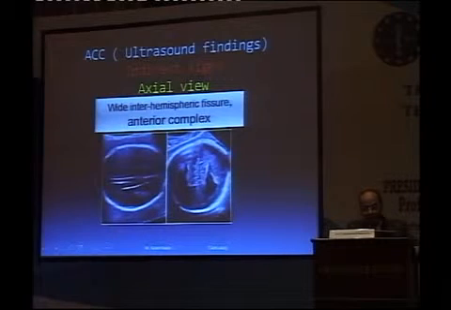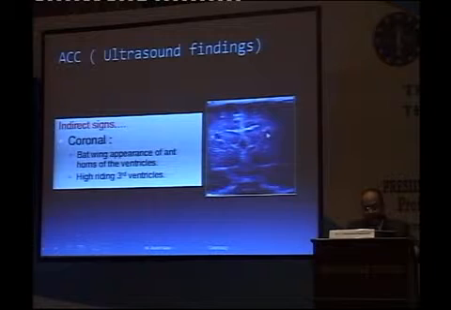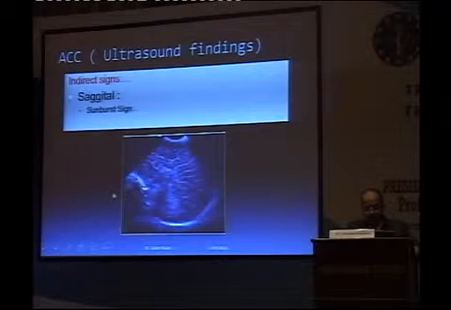Again, if you measure the distance between the two anterior horns, there is a wide interhemispheric fissure, or what we call the wide anterior complex and posterior colpocephaly. A wide distance between the anterior or frontal horns of the lateral ventricle may give us what we call the bat wing appearance or sign, plus the high-riding third ventricle as mentioned by my colleague.